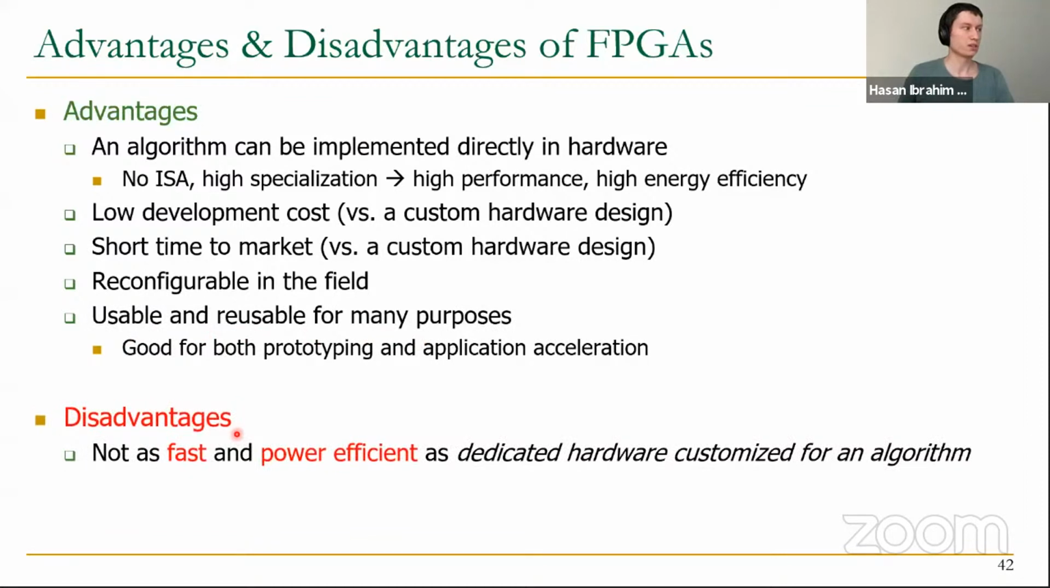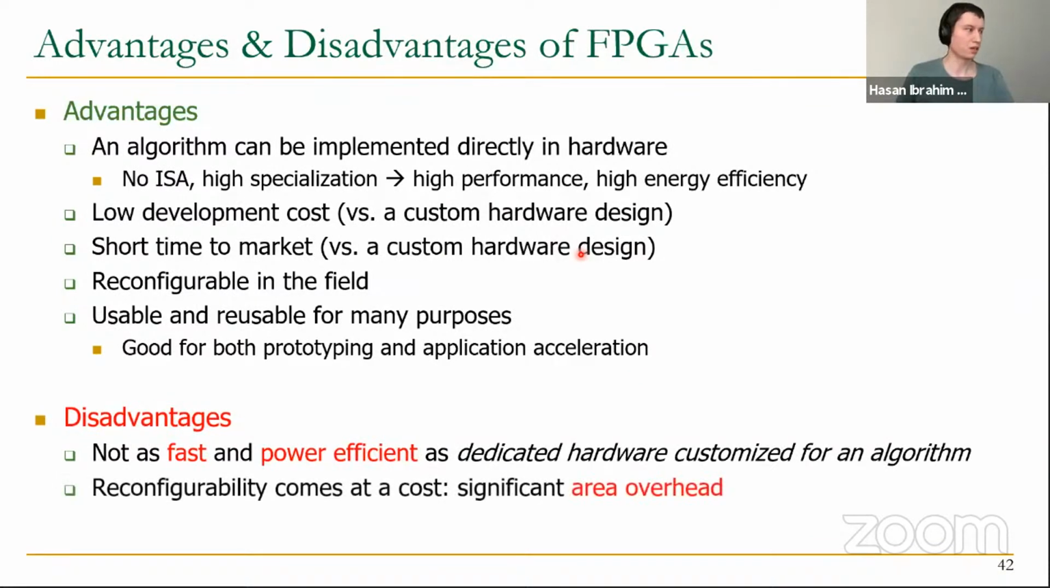But FPGAs also come with disadvantages. They are not as fast as full custom hardware design, and the reconfigurability comes at a cost. To make the hardware configurable, they are paying a lot of area overhead. On the other hand, if you are implementing hardware for only a specific task, you may fabricate a chip that is much smaller than the FPGA, but it can perform only that specific task.